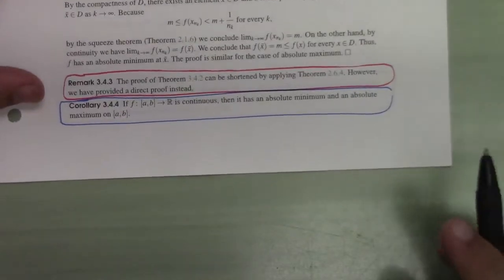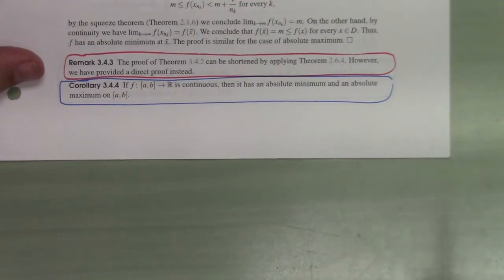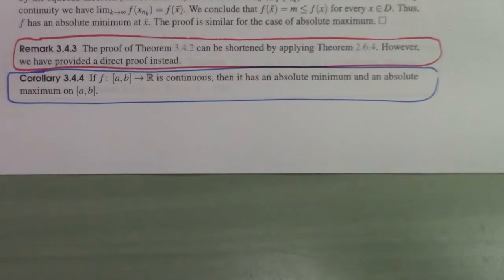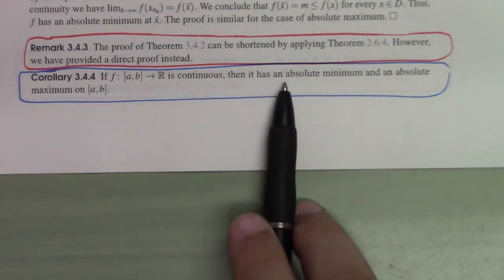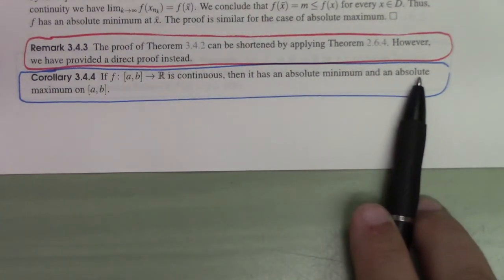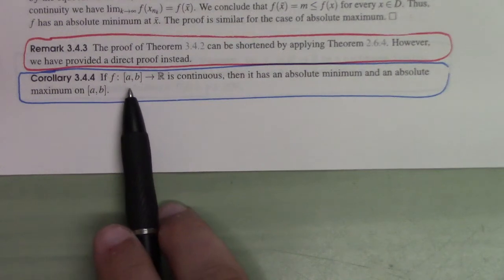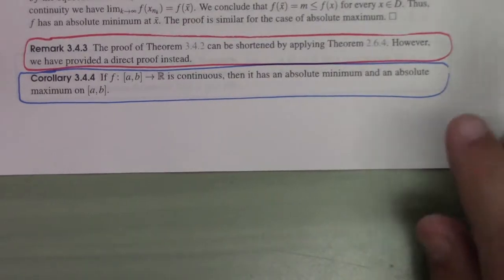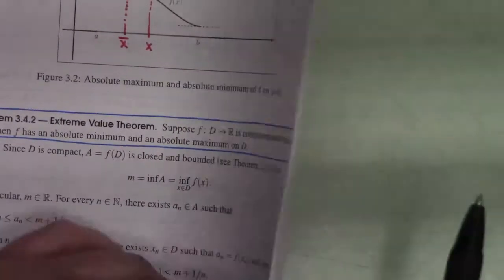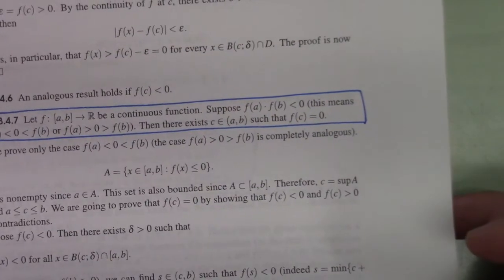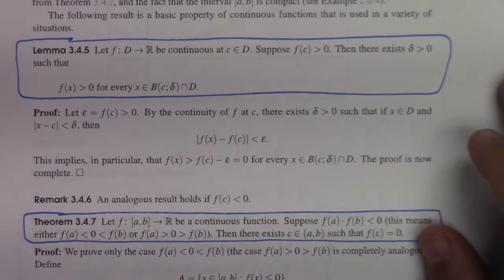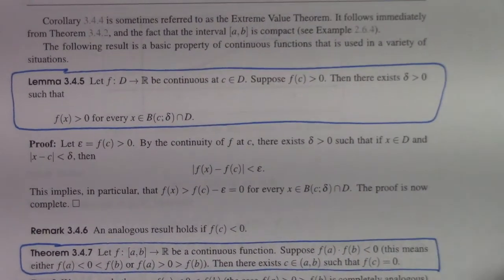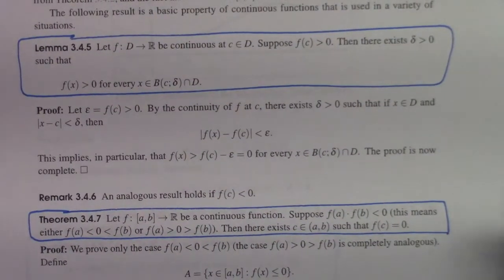All right, corollary. Let me zoom in a bit. Corollary: if f from the closed interval of a to b is continuous, then it has an absolute maximum and an absolute minimum on [a, b]. This is from the fact that the closed interval from a to b is closed and bounded, and hence compact. And of course that is the bedrock principle on which the closed interval method rests in Calculus 1.